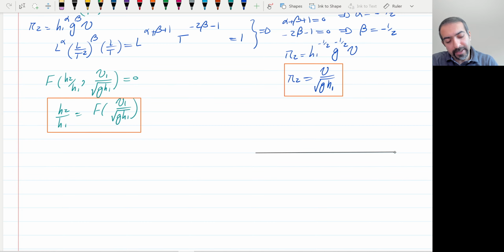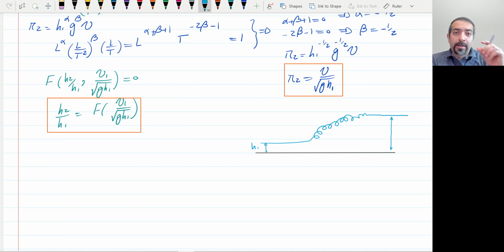So if this is the flat surface, then we have this, and then complications, and then height 2. So this is h1, or the upstream height of the water column, and this is h2, the downstream height of the stream of water. So h2 over h1 is simply the ratio of these two heights.